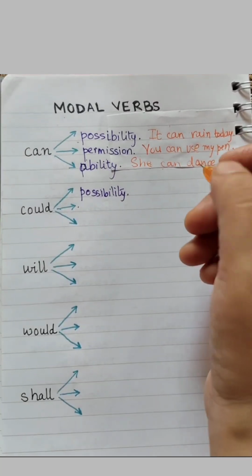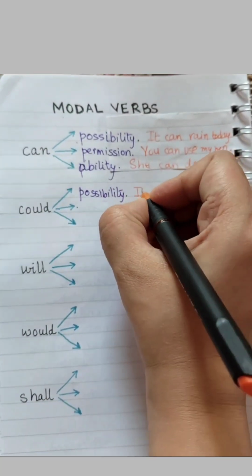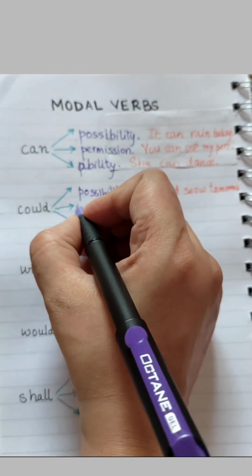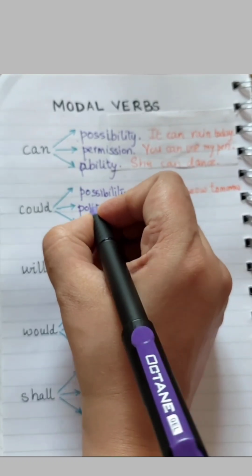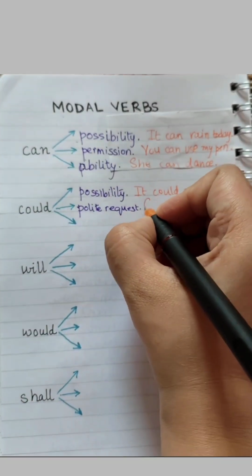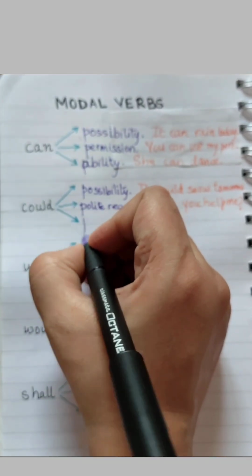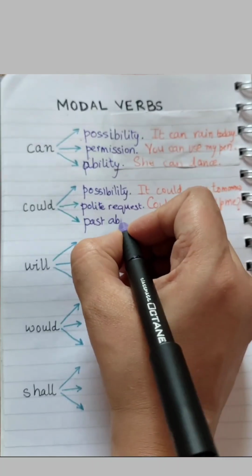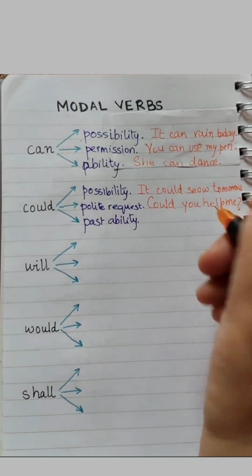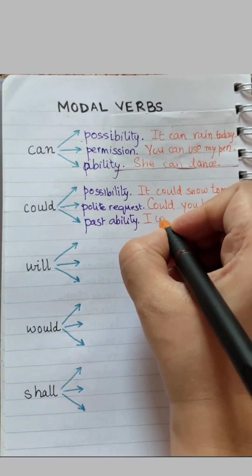Could is used to talk about possibility. For example, it could snow tomorrow. It is used for polite requests. For example, could you help me? Another use is past abilities, abilities in the past. For example, I could play the piano.